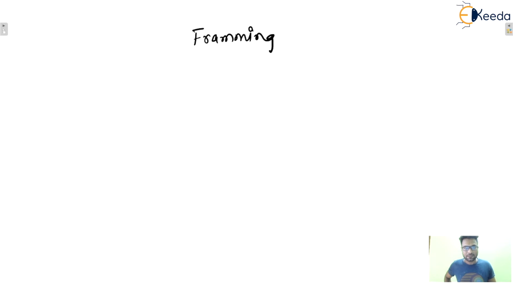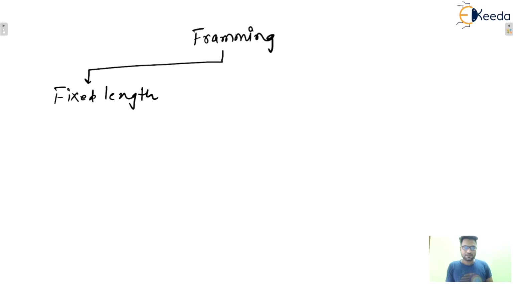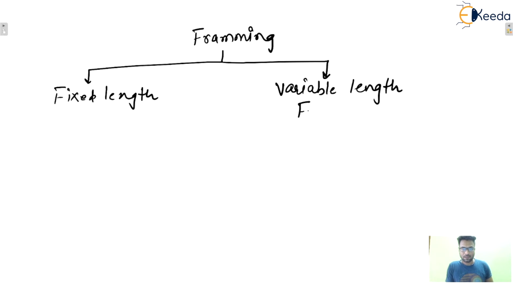Framing is of two types. First one is fixed length framing, and second is variable length framing. What is the difference between these? Let us take one example first.